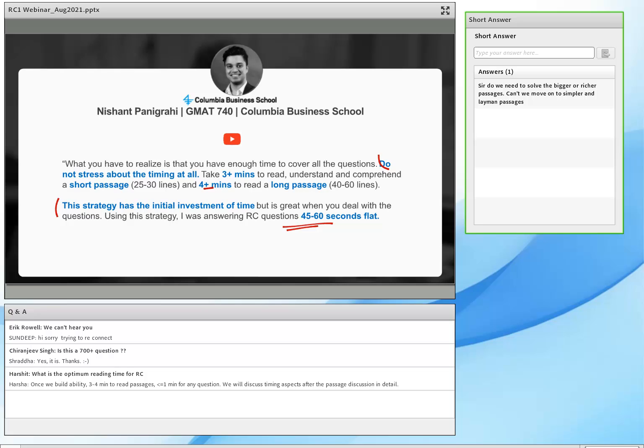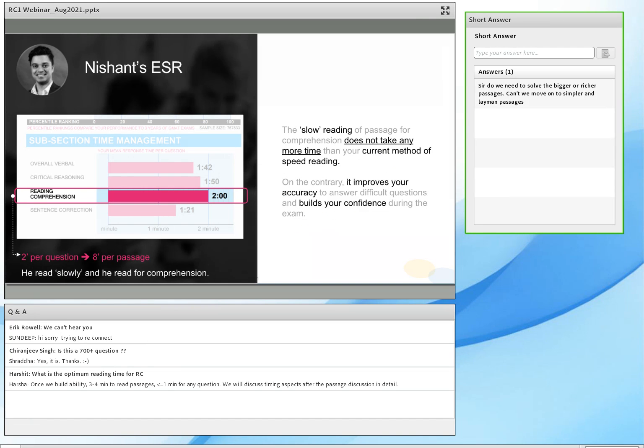All right. In Nishant's case, let us also give you actual evidence of his ESR. This is actually Nishant's ESR from his GMAT. Look at the time. 2 minutes per question. That's 8 minutes for the overall passage, including time to read. That's a great average. If you can do this, that's great. It's a fantastic rate.